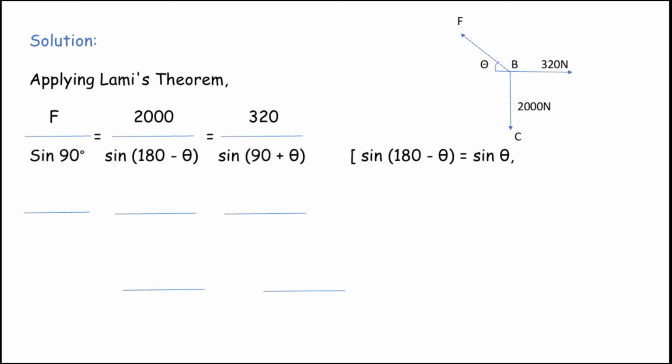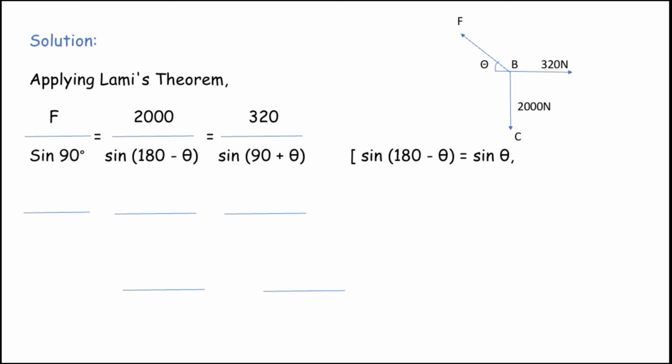The angle opposite to F is a right angle, so I take it as sine 90 degree, and the angle opposite to the 2000 is 180 minus theta, and the angle opposite to the 320 is sine 90 plus theta. We can take it as sine 180 minus theta, but due to the situation we have to find the degree of the whole system, so I take sine 90 plus theta separately.